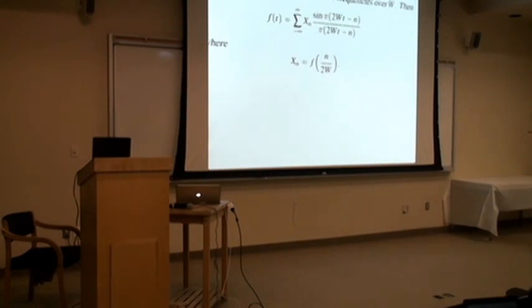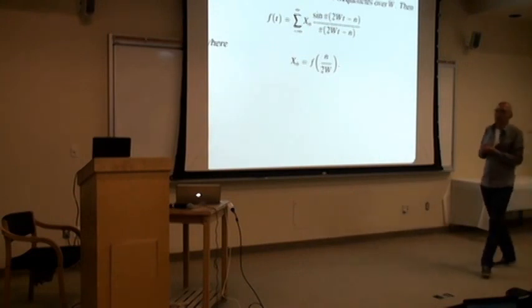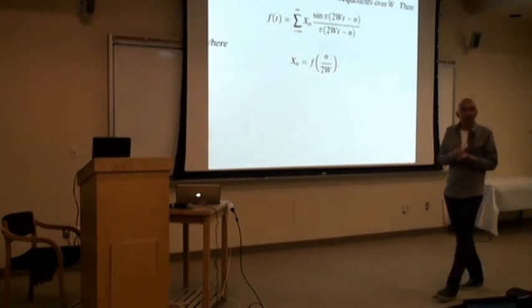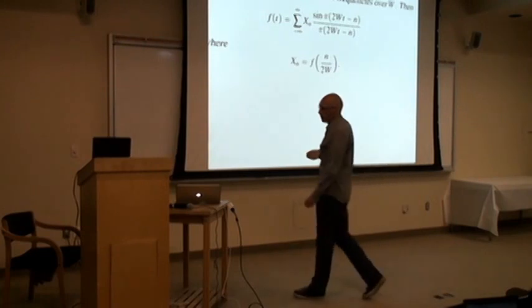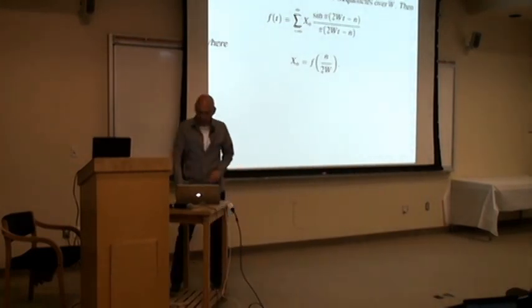But in fact, at the beginning of the 20th century, Whittaker already had something along these lines. Kotelnikov in Russia and Kurtmuller in Germany also had things along these lines. But really, Shannon was the first one to give a clean expression to the sampling theorem with the same factors.